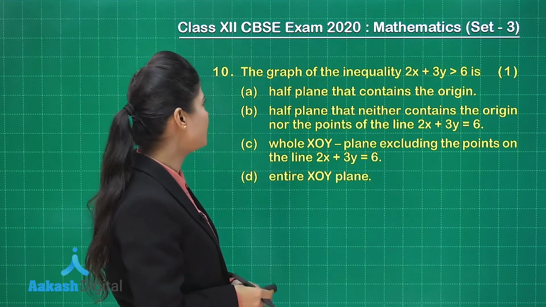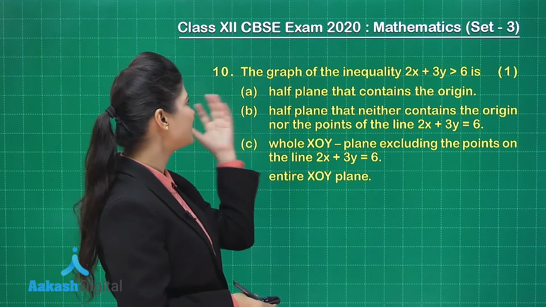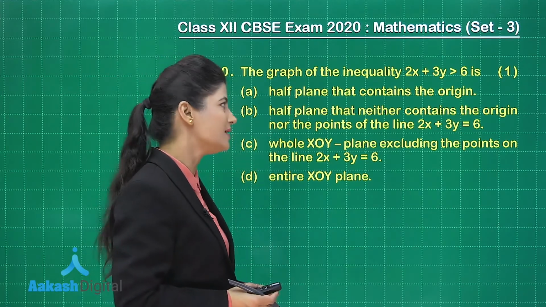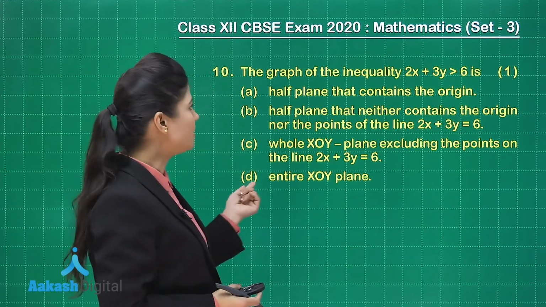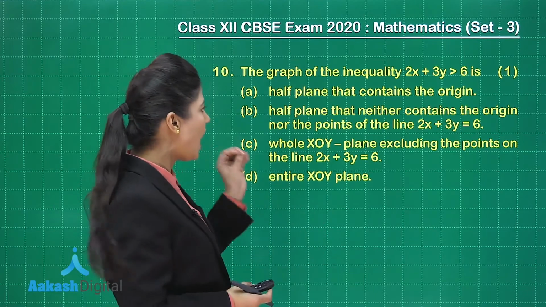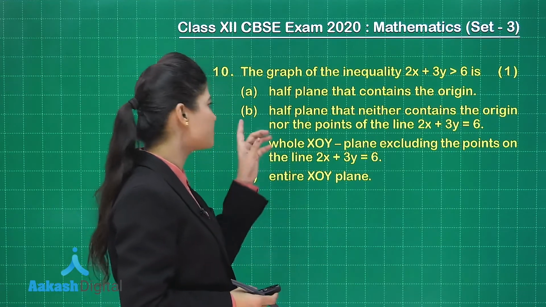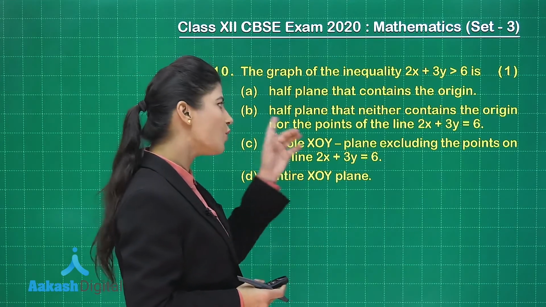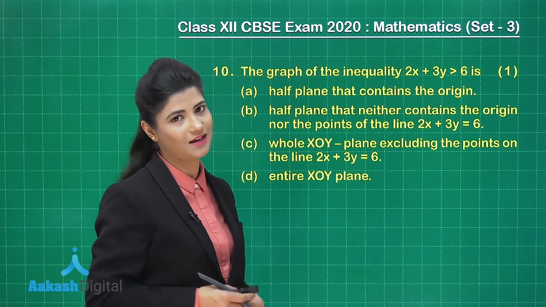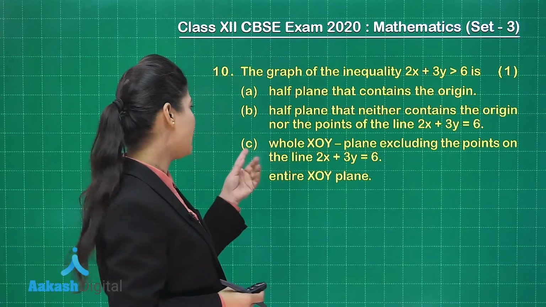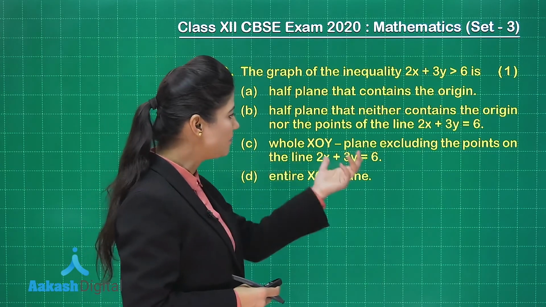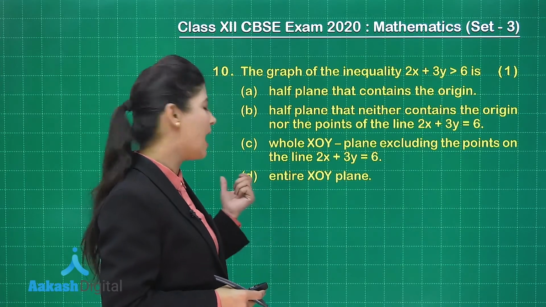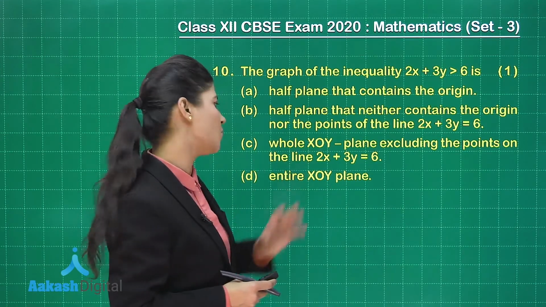Here in question number 10 we are talking about this graph. It states: the graph of the inequality 2x plus 3y greater than 6 is, out of these options, where option A states half plane that contains the origin, option B states half plane that neither contains the origin nor the points of this given line 2x plus 3y equal to 6, option C states whole XOY plane excluding the points on this line 2x plus 3y equal to 6, and D states entire XOY plane.